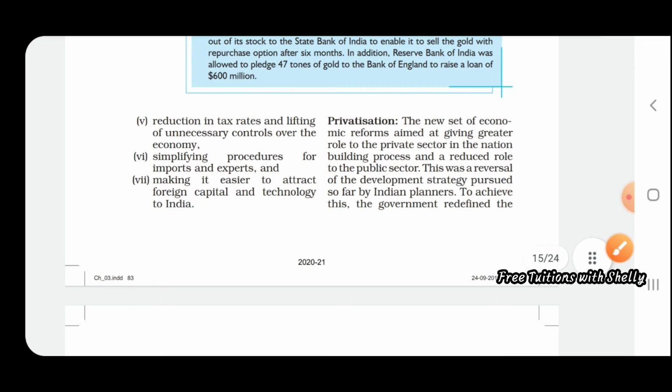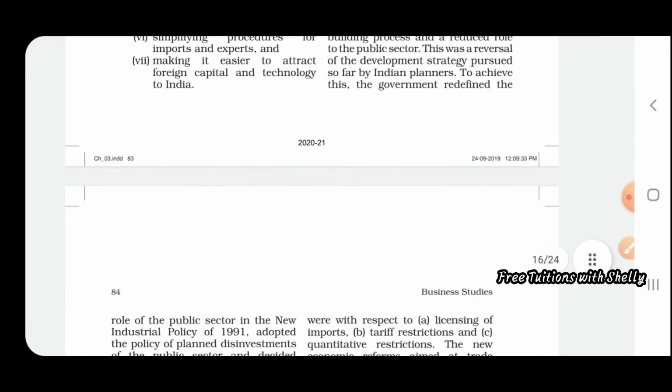Next is privatization. Privatization means that you are giving the private sector a role. New economic reforms aimed at giving a greater role to the private sector in the nation building process and a reduced role to the public sector. Both of them are functioning, so both public as well as private will have a role, but the private sector will have a greater role. It was given as a part of the development procedure.